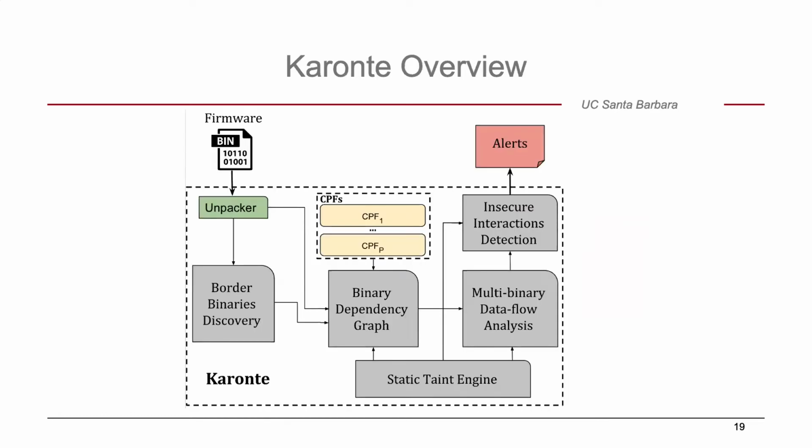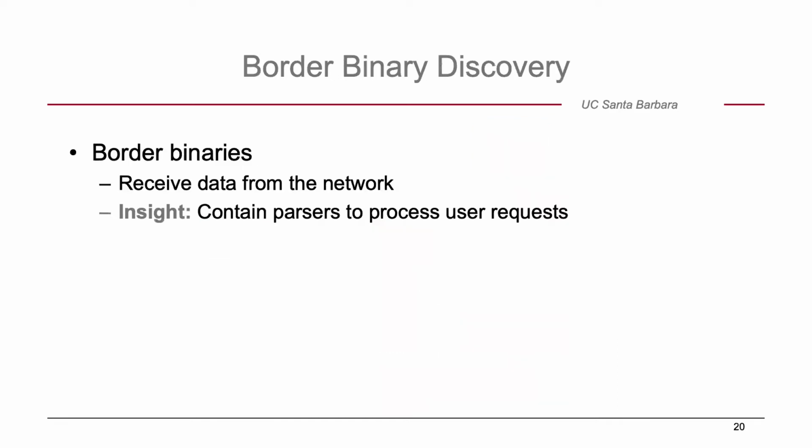Okay, so we have the system. Again, we're trying to detect the border binaries. We try to track flows. Then we do the actual data flow analysis using a static taint engine. And the goal is to find vulnerabilities. All right, so how do we detect border binaries?